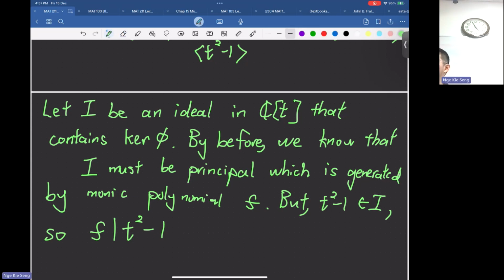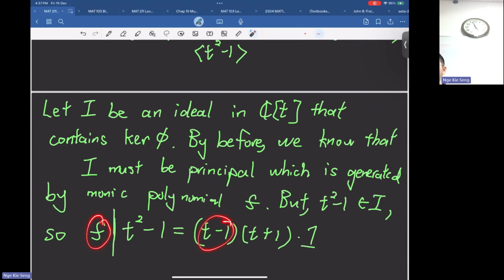What things divide T squared minus 1? T squared minus 1 can be written as T minus 1 times T plus 1, and then 1 also divides. So there are how many of them? 4 of them, okay? Because F can be T minus 1, F can be T plus 1, F can be 1, F can be T squared minus 1. So there are exactly 4 of them. Make sense or not? So now the ring problem suddenly comes back to this factorization.